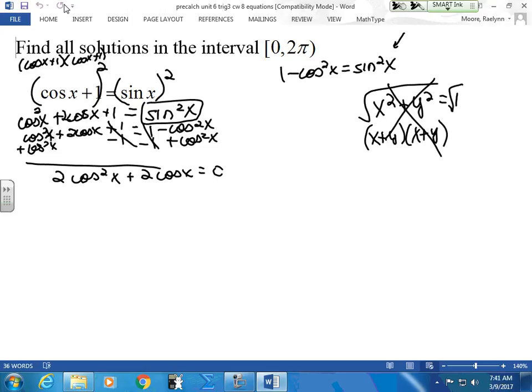Now what do I do? I could divide by 2 if you like to, or you could take out a, what would you like me to take out? A 2 cosine? And what am I left with?